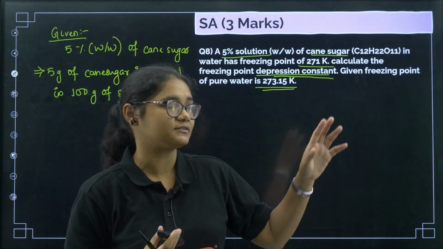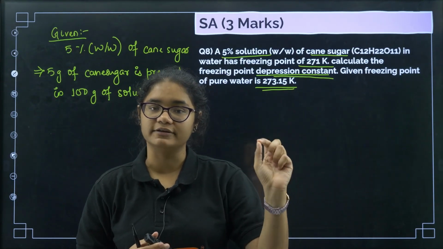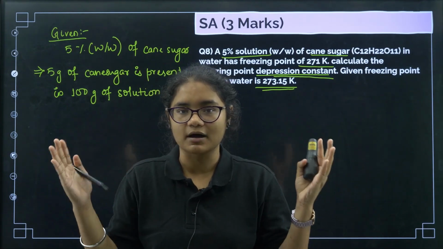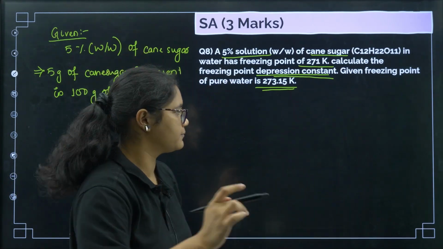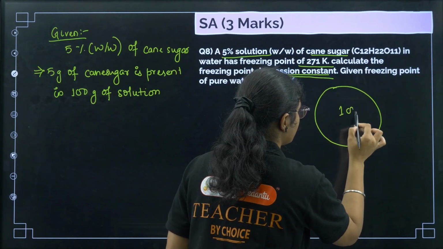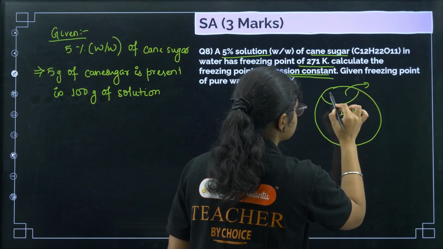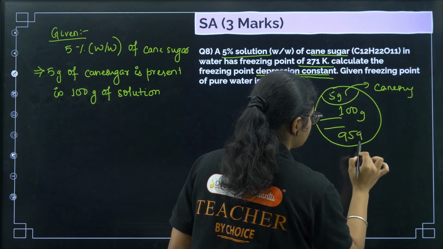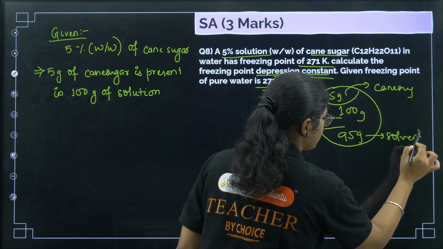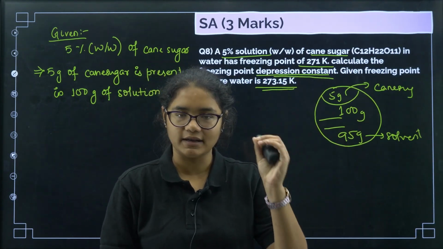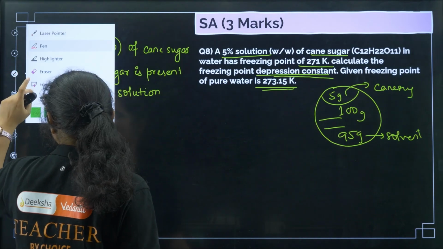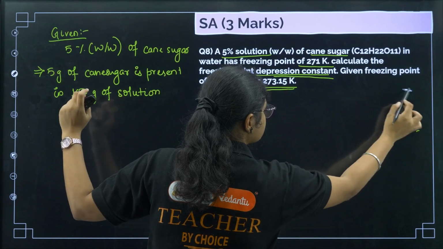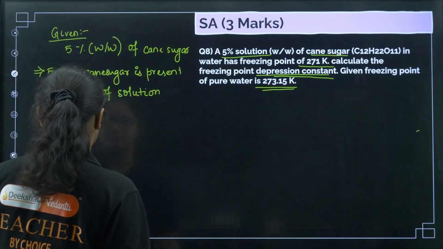We need the mass of solvent because we are dealing with the freezing point formula, and the freezing point formula has molality, and in molality we need the mass of solvent, right? So the total mass of the solution is 100 gram. Now out of this, 5 gram is your cane sugar, right? That means this 95 gram is your solvent. Total is 100 gram, 5 gram is sugar, then 95 gram will be solvent. So that is what you need to write here. Okay, so this is this year's blueprint. So questions are not very easy like previous years, so you need to be a little thoughtful here.